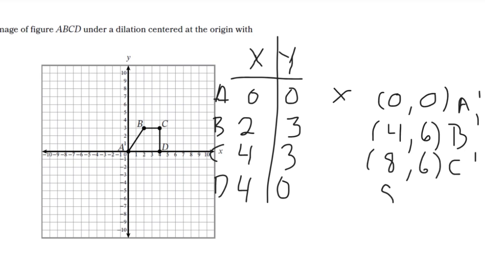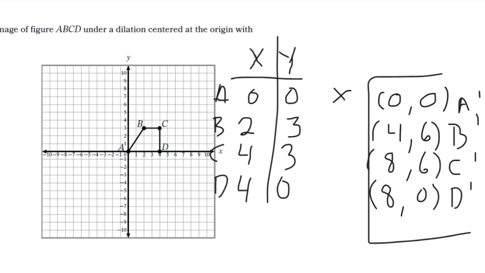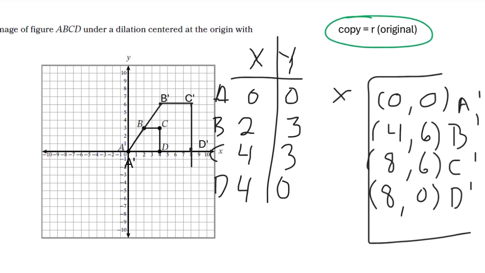So what we'll do is we will go ahead and graph these points. We will draw our new figure, and that is it for that problem. So this is what that looks like dilated. And then I'm going to go ahead and label everything A prime, B prime, C prime, and D prime.